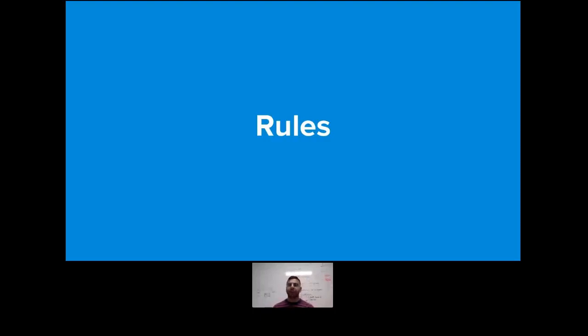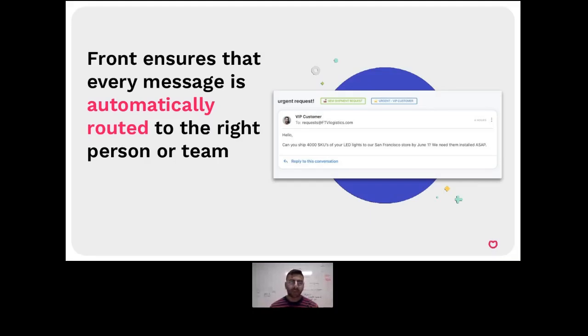So I want to go into some of the features of Front that help combat the issues that I presented earlier about distribution lists, about high volume email, about the problems that you may be dealing with in Outlook or Gmail. So, rules. With Front, you can create automated rules. And what does that mean? Front can ensure that every message is automatically routed to the right person or the right team.